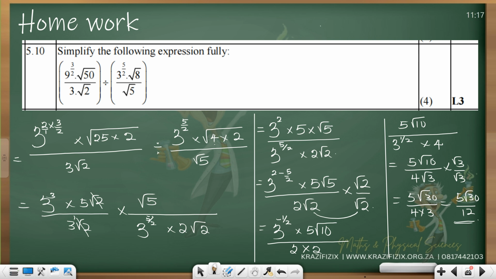Very interesting. Simplify the following fully without the use of a calculator. So when they say so, you need to show all your steps. Otherwise, you'll get a 0. Can somebody please take a picture?